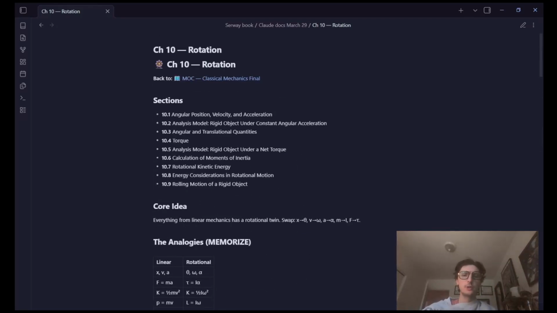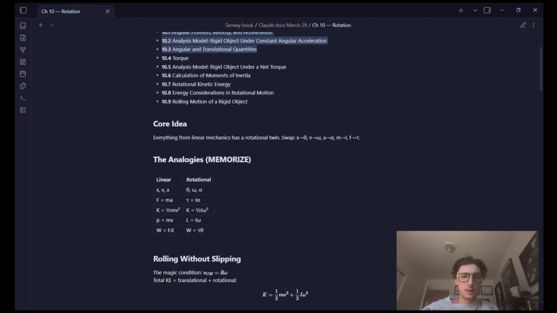So we're going to start just reading very quickly the sections. We have angular position, velocity, and acceleration. Analysis model, rigid object under constant angular acceleration. Angular and translational quantities. So all of this stuff here, these three sections I'm going to put together, and they are bringing into play these three symbols.